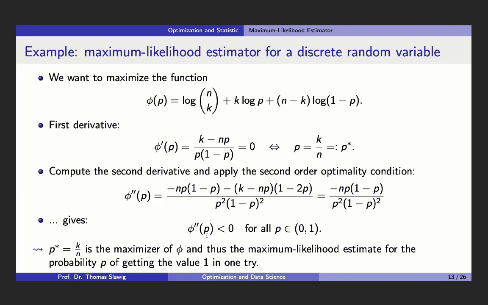If we have performed n tries and we have k successes, or k times the value 1, then we would say an estimator is that in every try the probability is k divided by n, but we have only one experiment. But this is the maximum likelihood estimator.